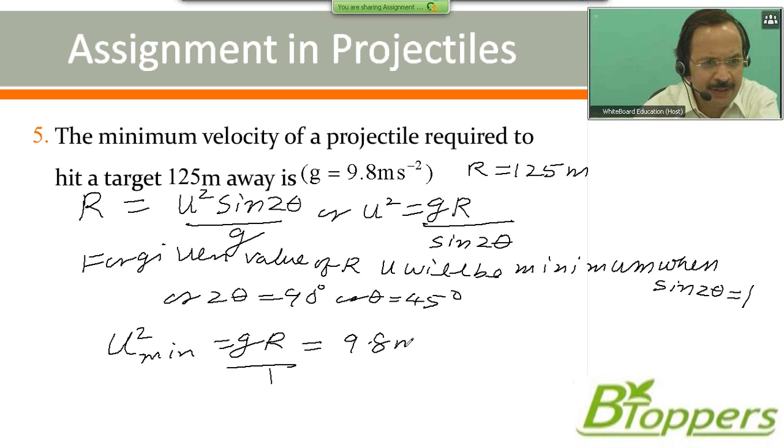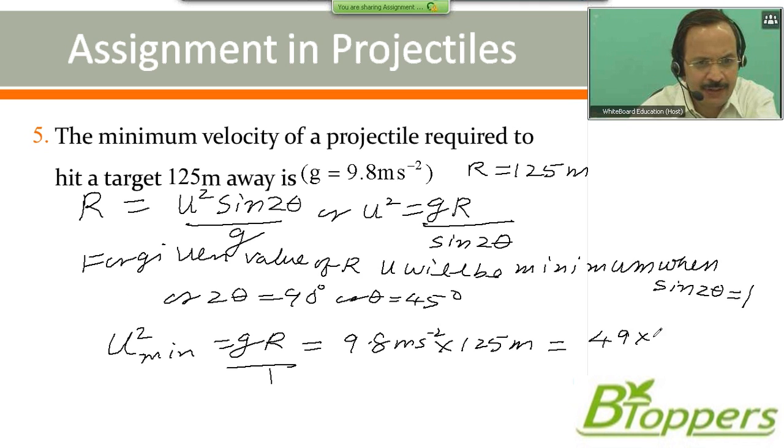So g is 9.8 meter per second square, and r equal to 125 meters. So this you can write as 125. I can write 5 into 25. That will be 49 into 25 meter square per second square. So we have perfect square factors. So u minimum is equal to 7 into 5 meter per second, or 35 meter per second is the answer.